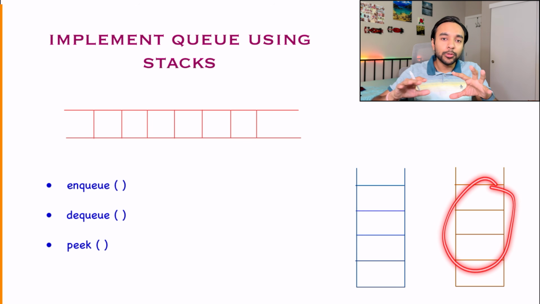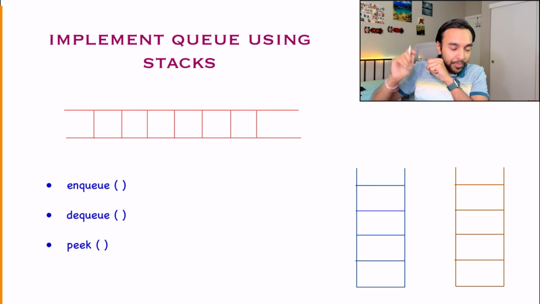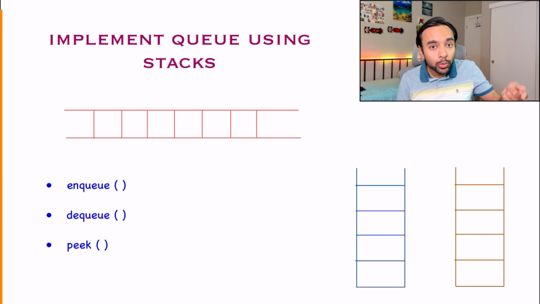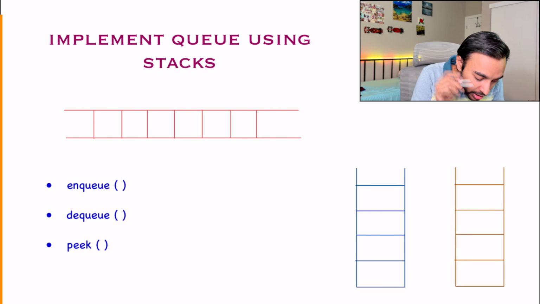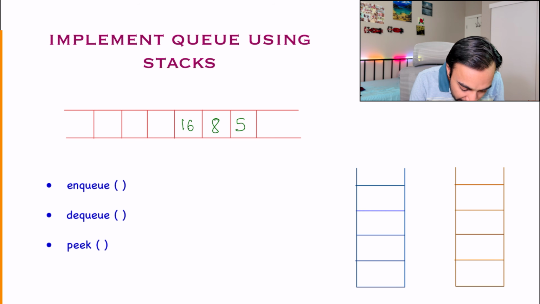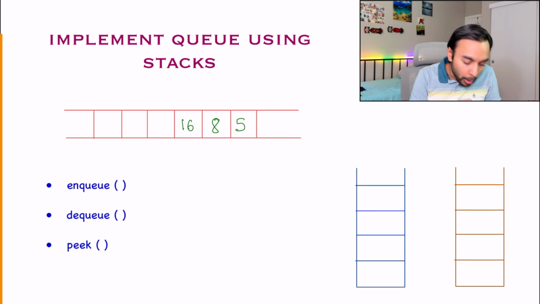So let us assume I am taking one more helper stack and I have to somehow perform these operations: nq, dq, and peek. Peek simply means looking at the top element. Now let us say I am adding some elements in my queue. Let us say I add the elements 5, then 8, and then a 16. What will happen in a queue? In a queue, 5 will be the first element to pop out.